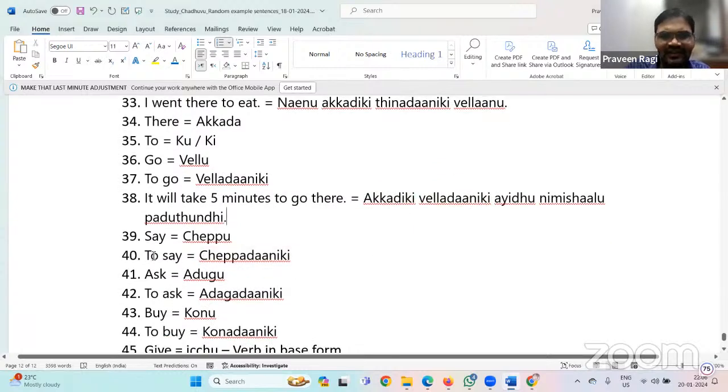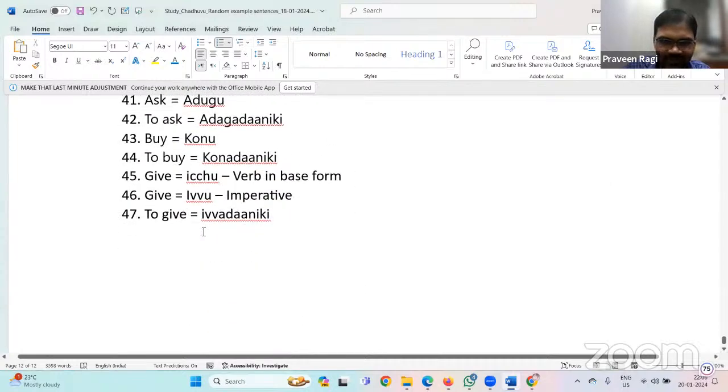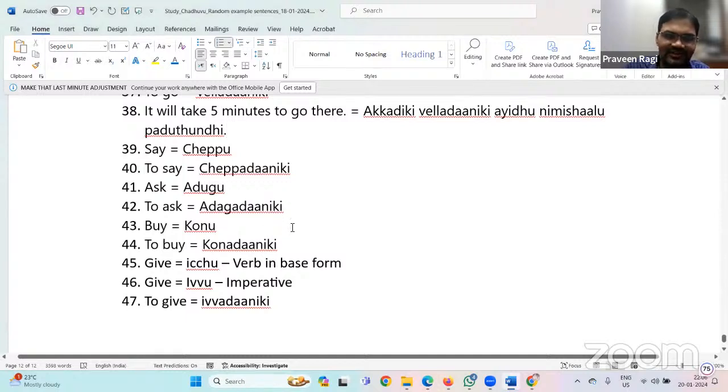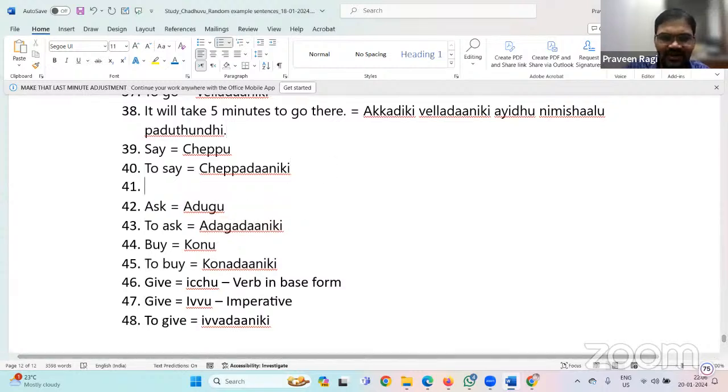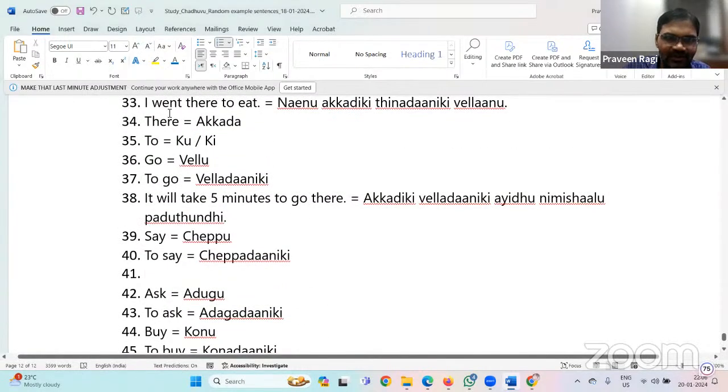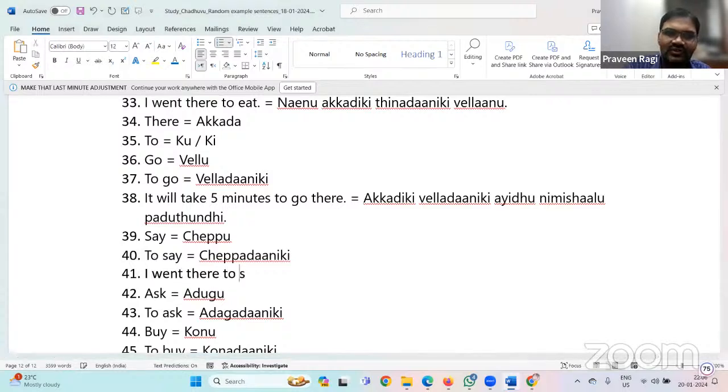Okay. Let's see the next sentence. To say, చెప్పడానికి. After completing all these example sentences, we will end today's session and it will take maybe another 10 minutes. Okay. 5 to 10 minutes. To say means చెప్పడానికి. Okay, we'll take the same pattern. For example, I went there to say something. Okay, here I will give you vocabulary. Someone can start.